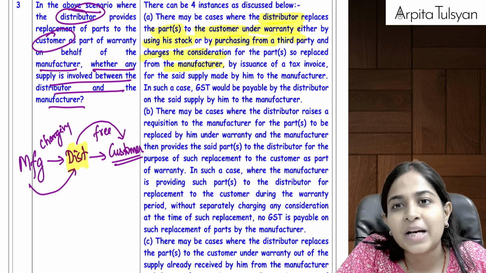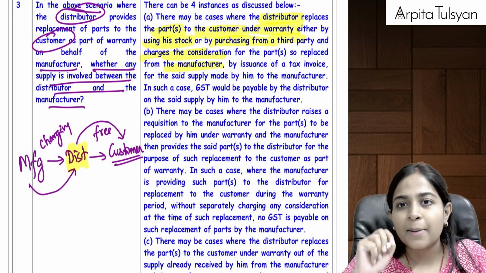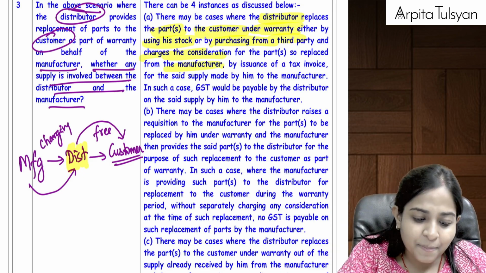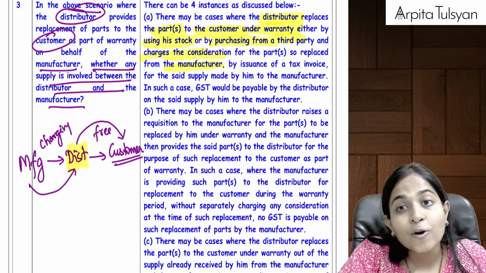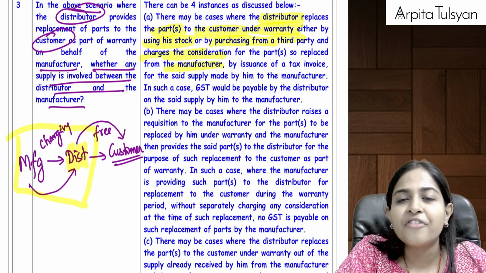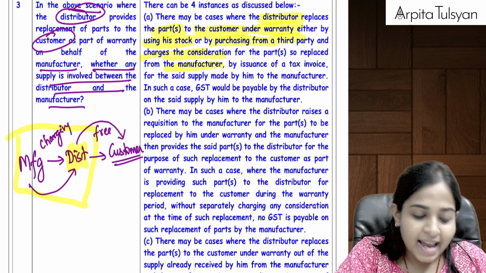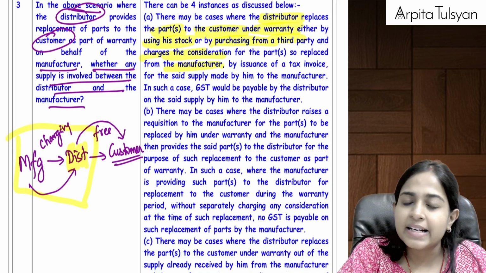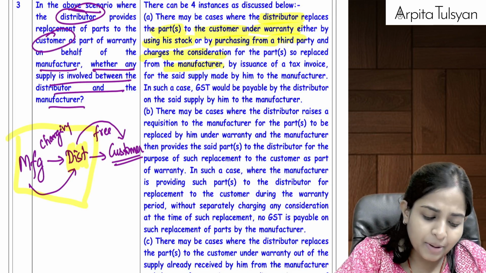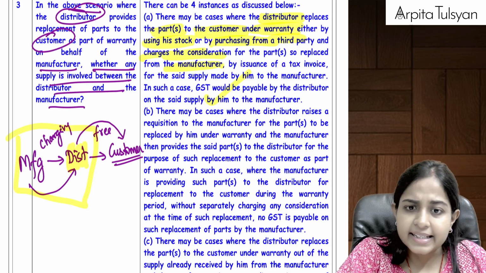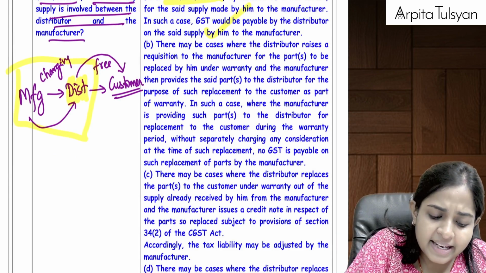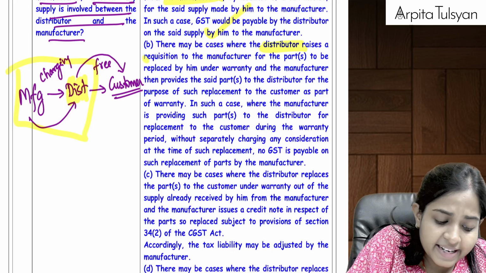So who is going to pay the amount to whom? Manufacturer is going to pay that amount to the distributor, because distributor has incurred that expense. Yes, so in this case, because there is some consideration, we are talking about manufacturer to distributor. Can we say there is consideration involved? If there is consideration involved, then there will definitely be GST applicable on the same. Understanding this? Okay.